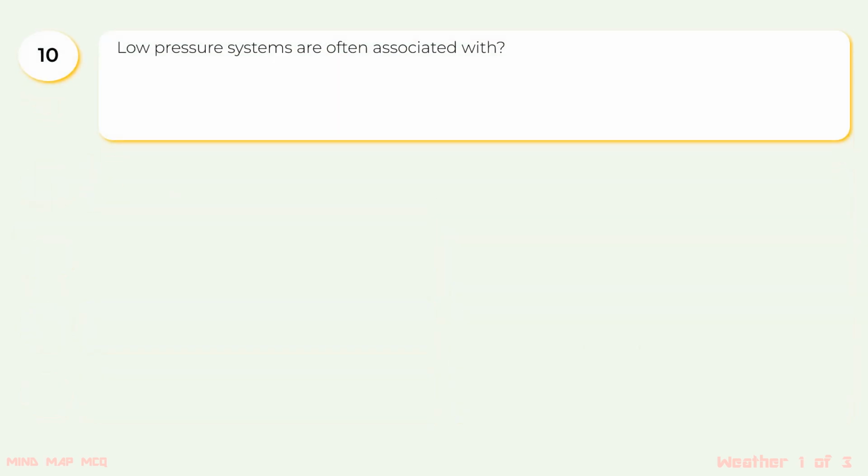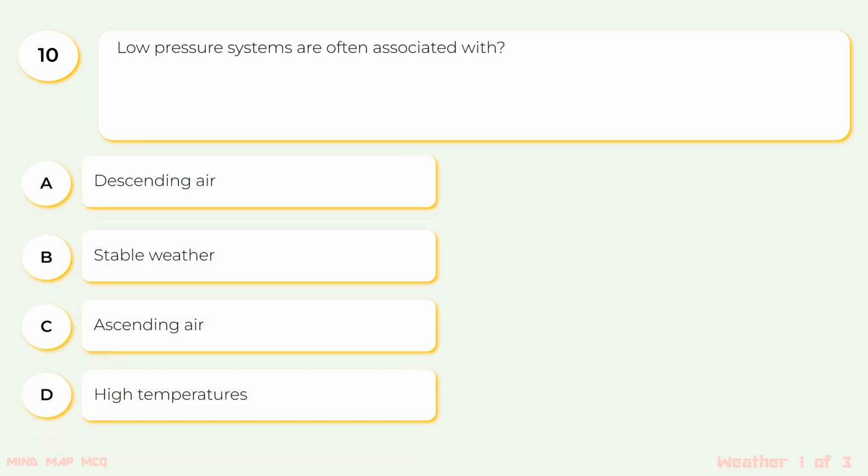10. Low pressure systems are often associated with A. Descending air, B. Stable weather, C. Ascending air, D. High temperatures. The correct option is C.